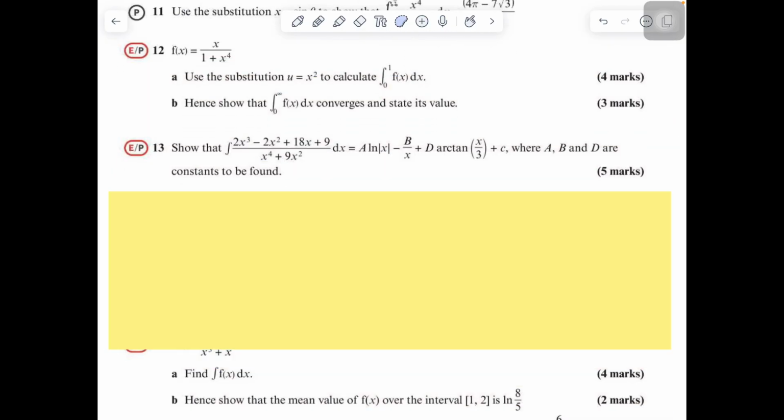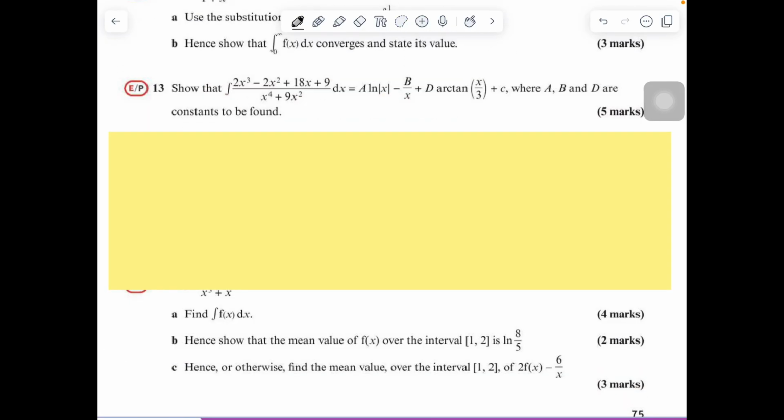So number 13. Here, the denominator is factorized as x squared times (x squared plus 9), so let's use partial fractions. In this case, (2x cubed plus 2x squared plus 18x plus 9) over x squared times (x squared plus 9) becomes (ax plus b) over x squared plus (cx plus d) over (x squared plus 9).